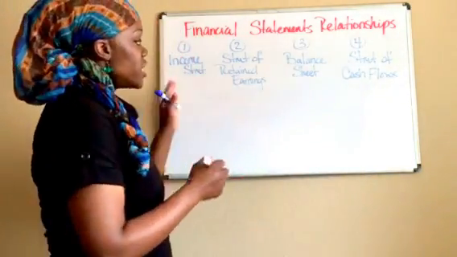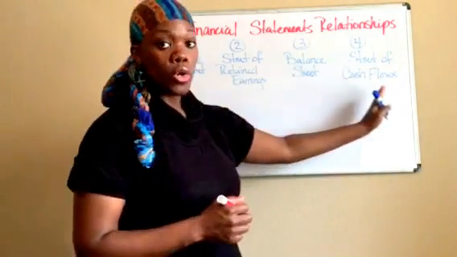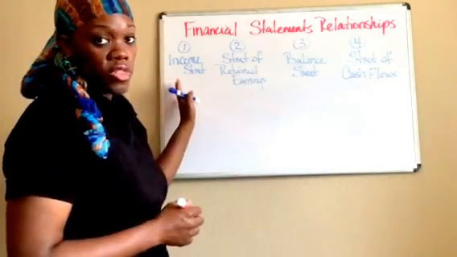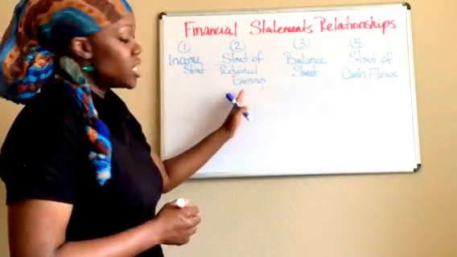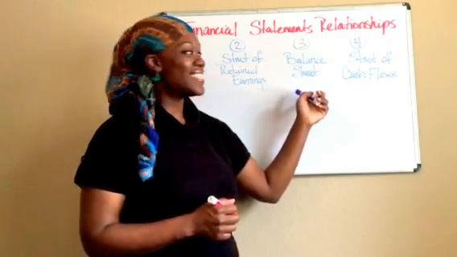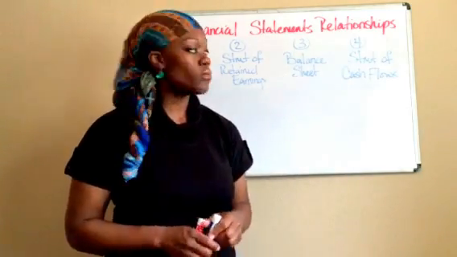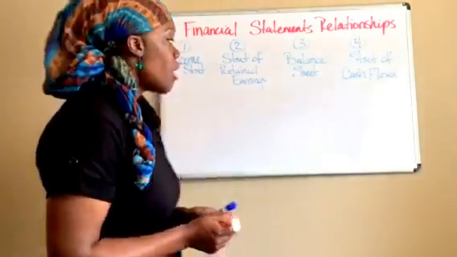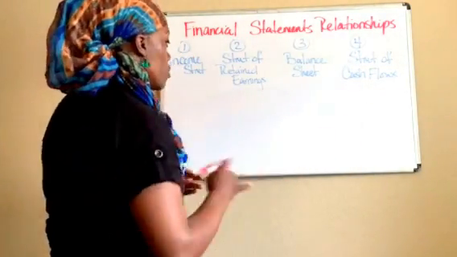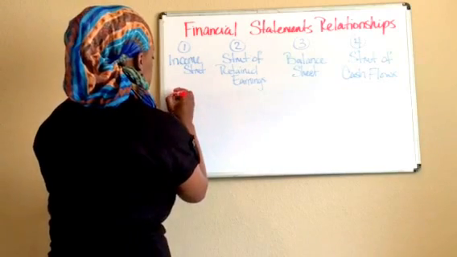All right, these financial statements are listed in the proper order that they need to be prepared in. We start with the income statement. We then go to the statement of retained earnings. We follow with the balance sheet, and then finally we end with the statement of cash flows. So what I'm going to do is write out the formula for each one, and then we'll walk through what happens after that.